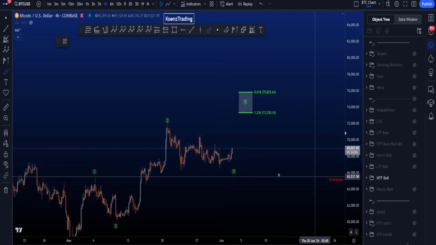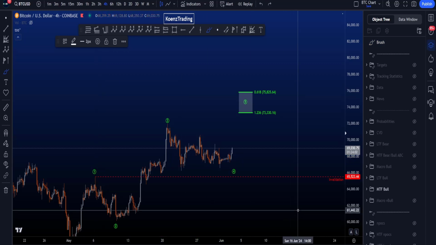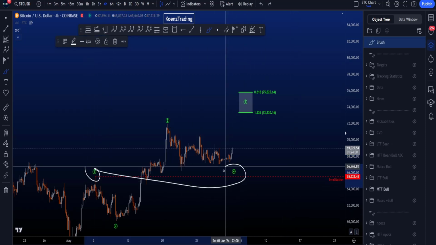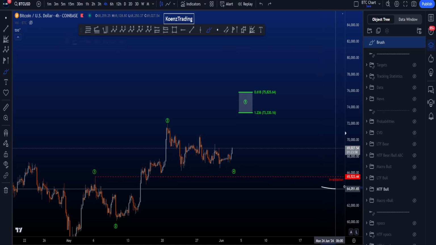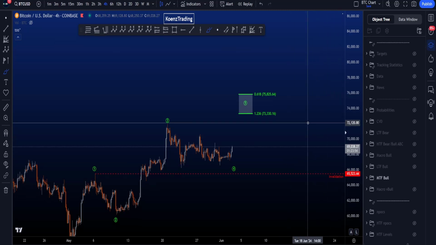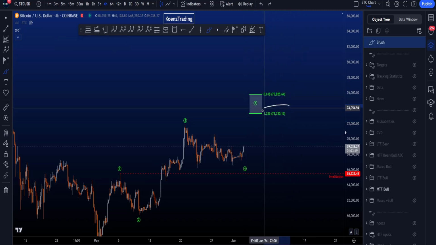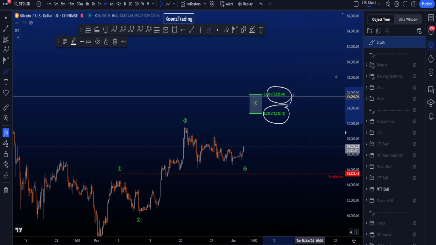The invalidation for this scenario is price moving to the downside, touching the high of wave 1, as in an impulse, wave 1 and wave 4 are not allowed to overlap. The invalidation is 65.5k. The target for wave 5 here is between the 1.236 and the 0.618, 73.3k, 75.8k.